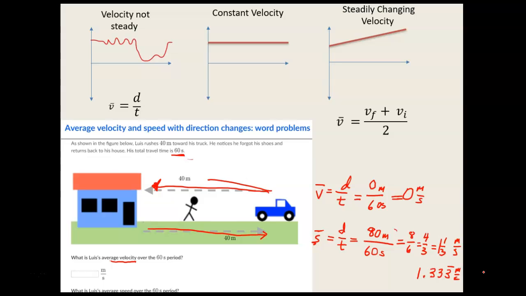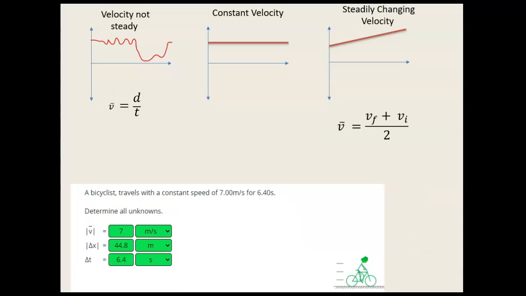Okay, so this problem was pretty simple, just using our simple relationship: average velocity equals displacement over time, average speed equals distance over time. All right, let's go to the next problem.